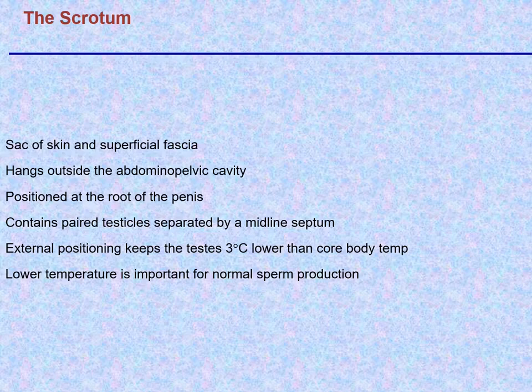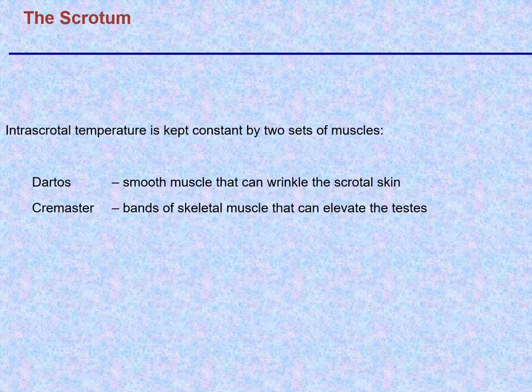This kind of external positioning of the testes allows them to be at a lower temperature than the core body temperature. They're at least 3 degrees centigrade lower. The lower temperature is quite important for normal sperm production, sperm that can fertilize an egg. Otherwise, if the temperature were higher, you can get infertile sperm production or infertility.